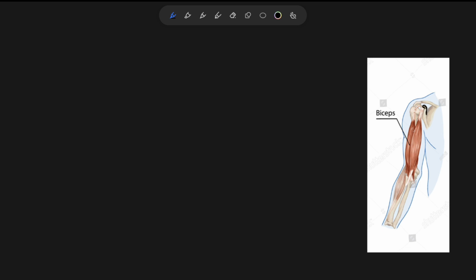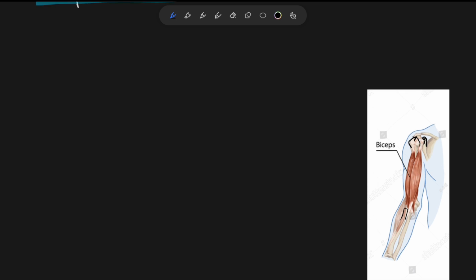Yes, the short head originates at the coracoid process of scapula. And what is the origin of the long head? The long head is originating from the supraglenoid tubercle. We have this humerus head and here the glenoid cavity. So this is the supraglenoid tubercle and it is originating from here. And where is it getting inserted? It is inserting at the radial tuberosity. This is our radius.